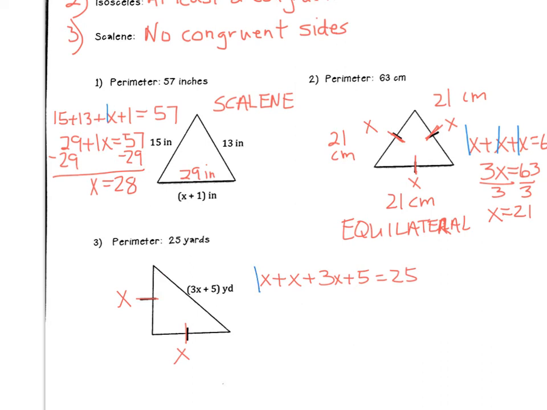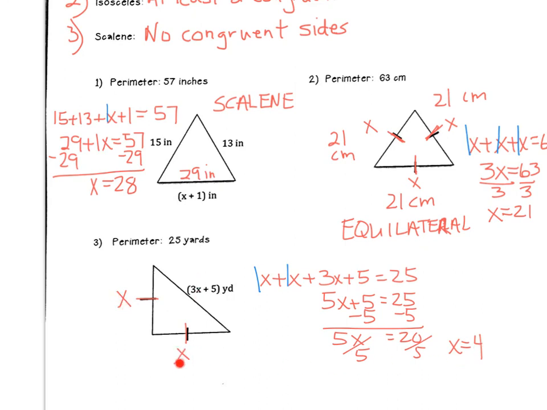All right, put a 1 here. Add like terms. You can add up the x's. That's 5x plus 5. Subtract 5 from both sides of the equal sign. And then divide by 5. And you get x equals 4. And then don't forget, take that, substitute it right here and here and here.